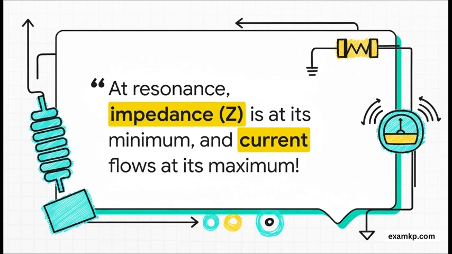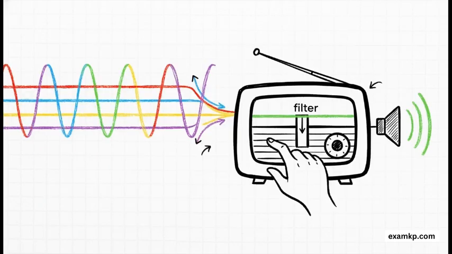So, is this just a weird physics thing or does it matter in real life? It matters big time. This is exactly how you tune a radio. A radio is basically just an RLC circuit. When you turn that dial, what you're actually doing is changing the capacitance. By doing that, you are changing the resonant frequency of the circuit. You are literally searching for that one specific frequency where the signal from your favorite station is allowed to flow through at maximum strength, while all the other radio stations are just blocked. It's brilliant.